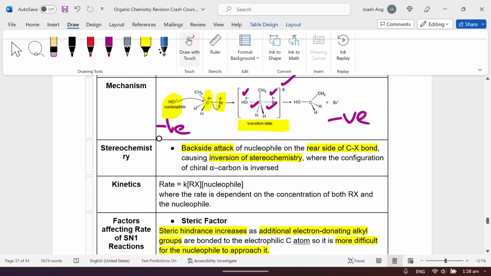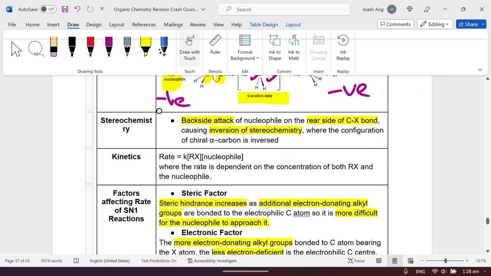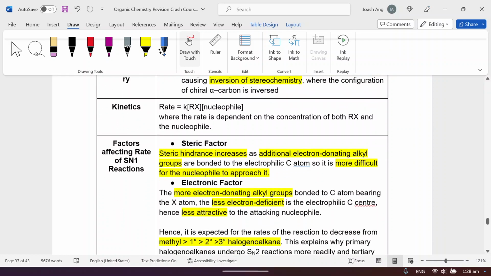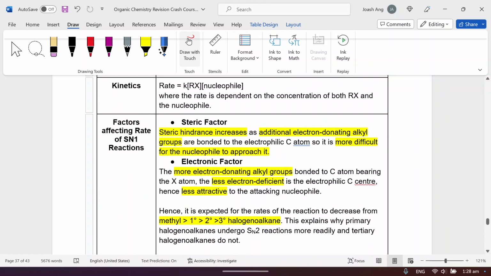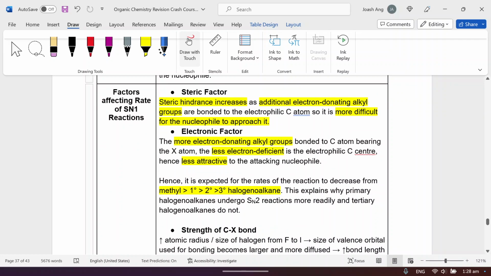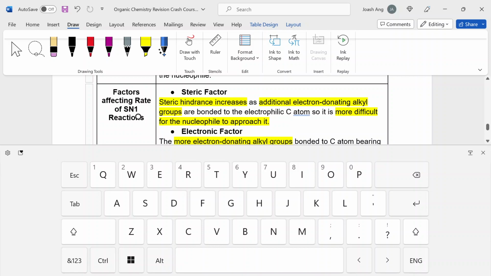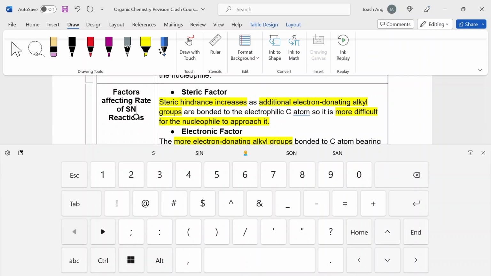Okay. For stereochemistry, we focus on the keywords backside attack of the nucleophile on the rear side of the CX bond, causing an inversion of stereochemistry with respect to the chiral carbon where the substitution occurs. Okay? The rate depends on the concentration of both RX and nucleophile. This one should not be SN1. This one should be SN2. I bet.